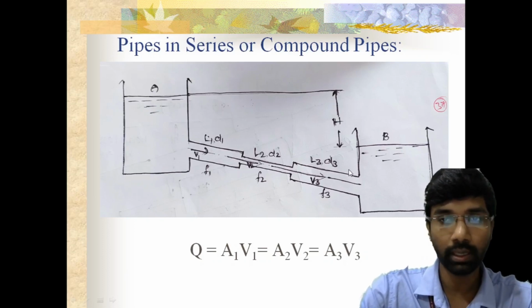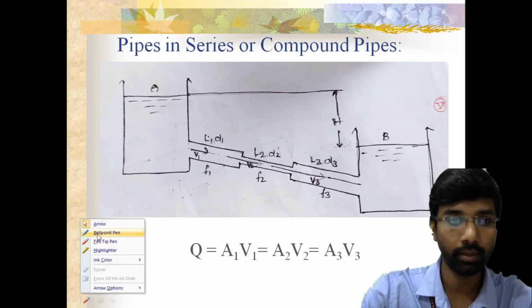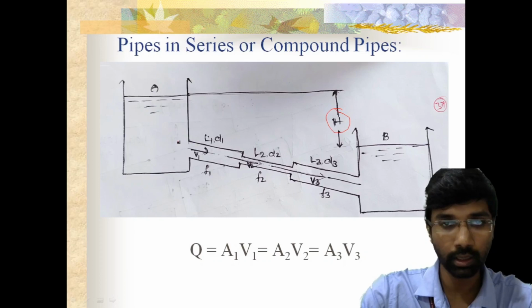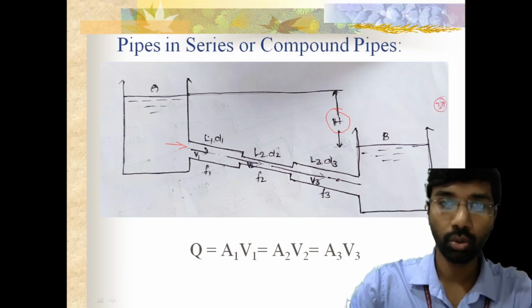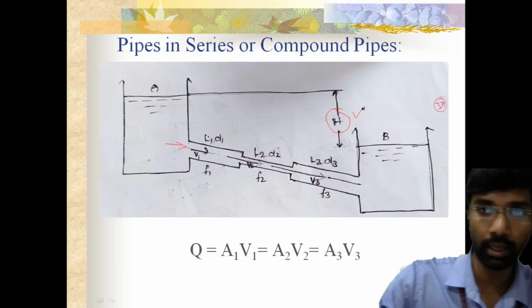Whenever two reservoirs are connected by a long pipe, the difference in head, this H, can be written as the total loss of head. This H can be written as the total losses that occurred when the fluid flows through this pipe. The summation of total losses will give you H, which you have already seen in the earlier slide.